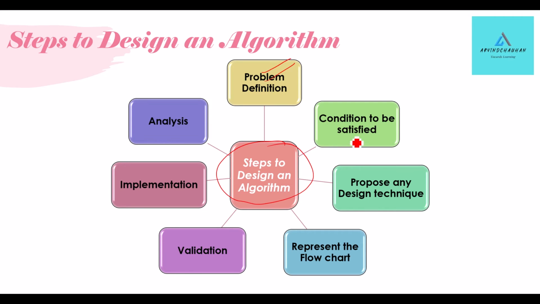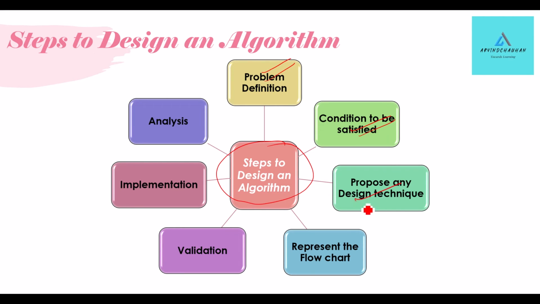So the second is conditions to be satisfied. This means if there are any preconditions, any conditions that should be applicable for the kind of problem for which we are designing an algorithm, right? Just consider the example of binary search again. For binary search, you know the precondition is that the input data should be in sorted order. Then you can design the binary search algorithm. If we have such constraints, such preconditions, then we have to satisfy that condition.